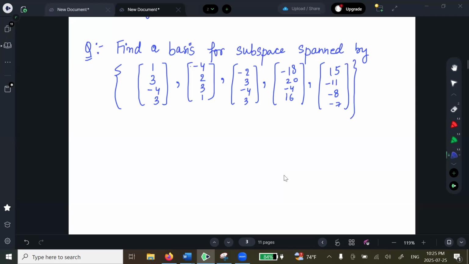Okay, so when I say subspace spanned by, that means right now I'm using all these vectors to span my subspace of dimension 4, because I have 4 entries, right? It's a subspace of R4. And what is the basis of R4?